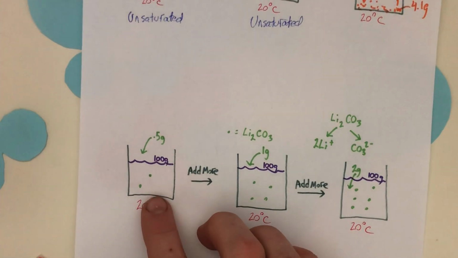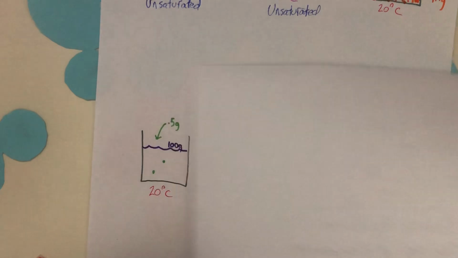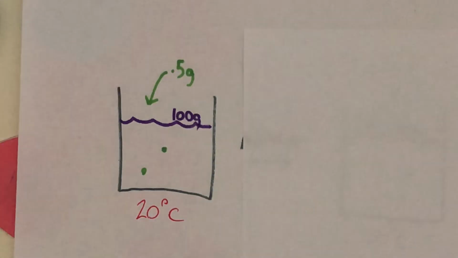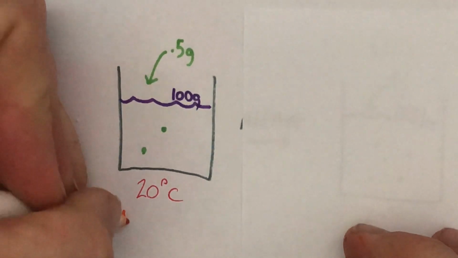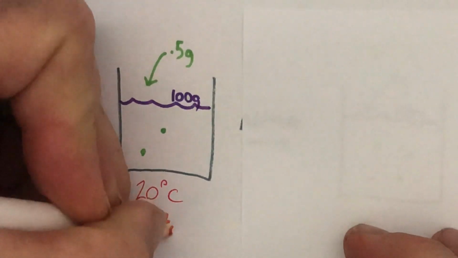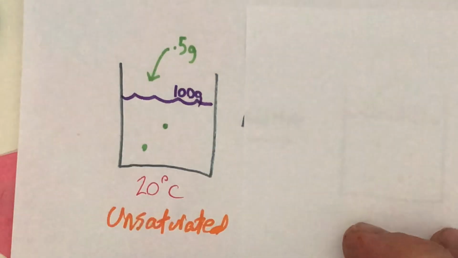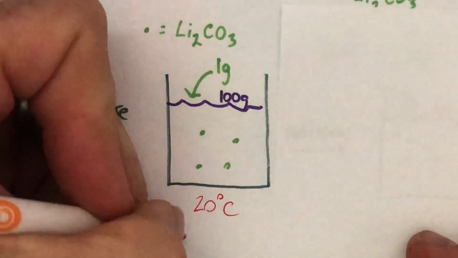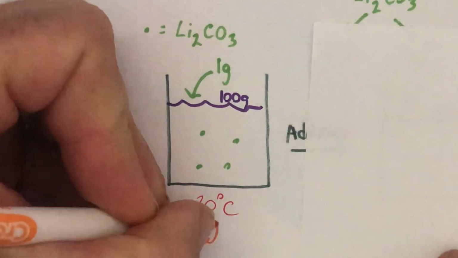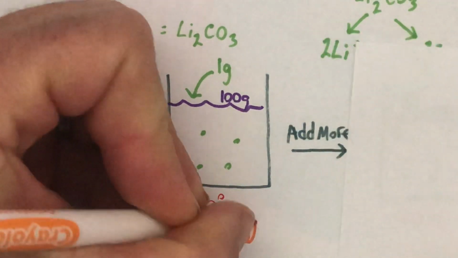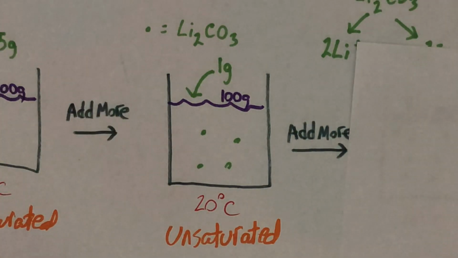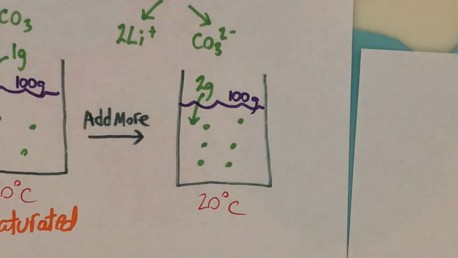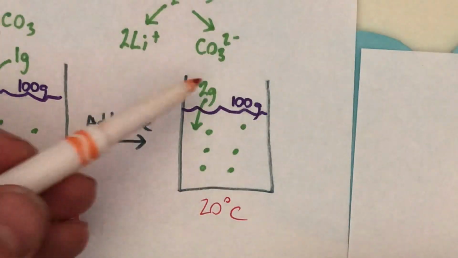So here's an example of lithium carbonate. I put in just half a gram in there, so this would be unsaturated. And if we add some more, so now I'm up to 1 gram at 20 degrees, it's still unsaturated because how much can this water hold? If it's lithium carbonate, it can hold 1.33 grams according to the chart. So I put more than that, I put 2 grams in.